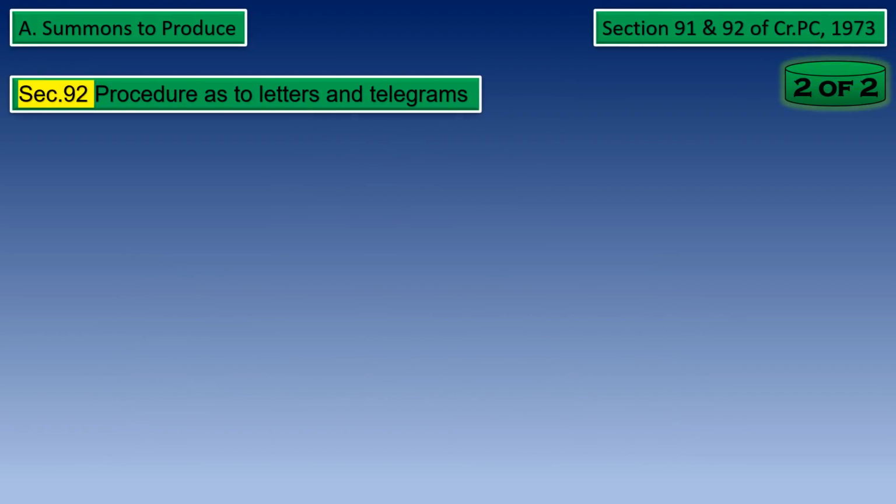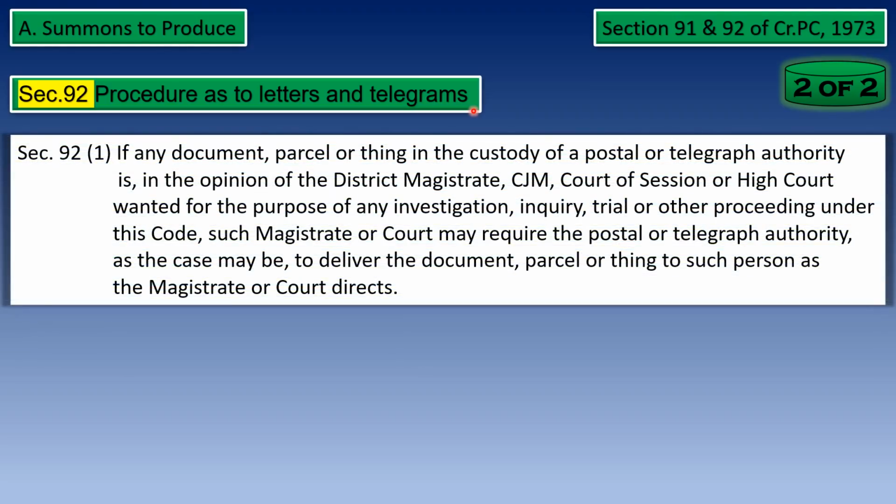The second point of summons to produce is section 92, procedure as to letters and telegrams. Subsection 1 of section 92 says, if any document, parcel or thing in the custody of a postal or telegraph authority is, in the opinion of the district magistrate, CJM, court of session or the high court, wanted for the purposes of any investigation, inquiry, trial or other proceedings under this code, such magistrate or court may require the postal or the telegraph authority, as the case may be, to deliver the document, parcel or thing to such person as the magistrate or court directs.